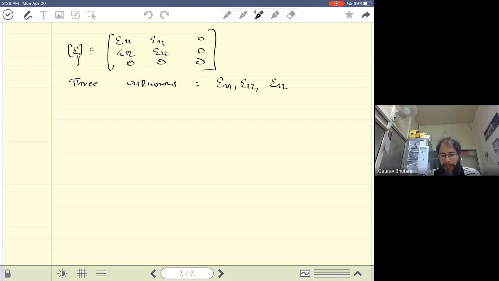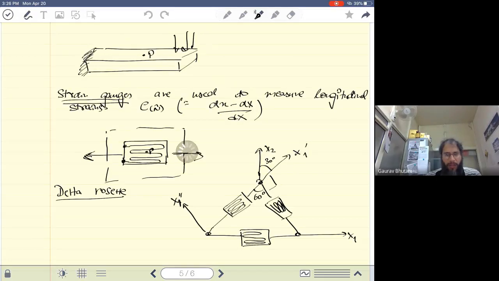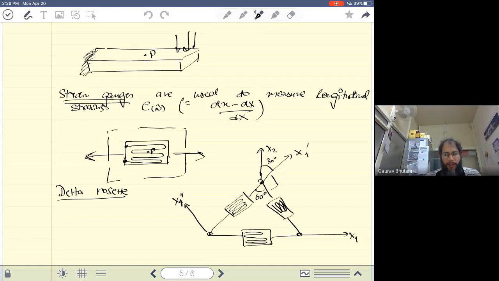As I said, finding this is extremely difficult. So what you can do is measure epsilon 1 1 and epsilon 2 2. We don't want to be pasting the strain gauge, because it gets stuck to the surface. So you don't want to be pasting it once and then turning the angle in the x2 prime direction.